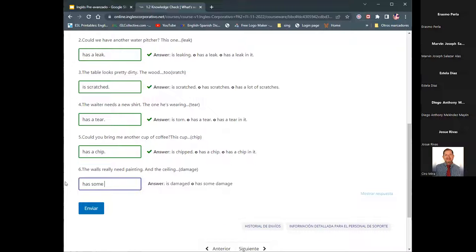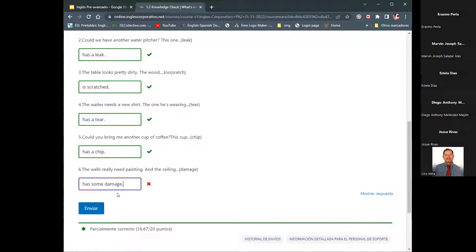Has some damage. Period. Oh, in this one, I guess that there is no period. You see, without the period. Why? So that is a problem with the platform. I'm sorry for that. Probably they need to update that. But that's the reason why I ask you every class if you have any question about this, because it's kind of tricky, right? To use the platform. So it's damaged without period and it's correct.